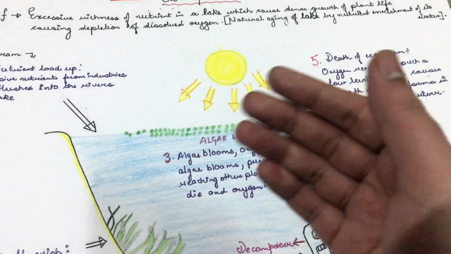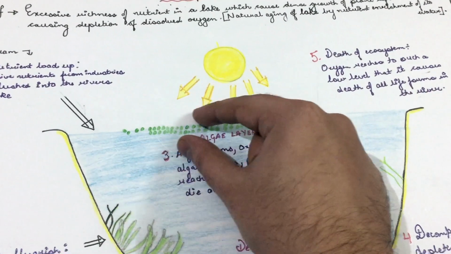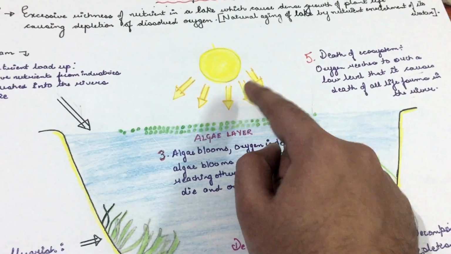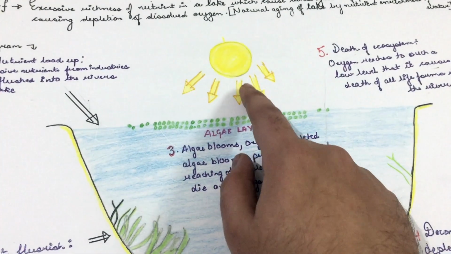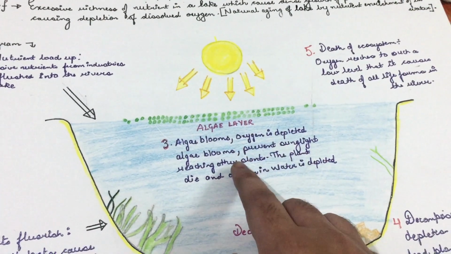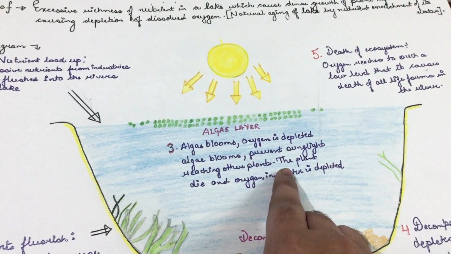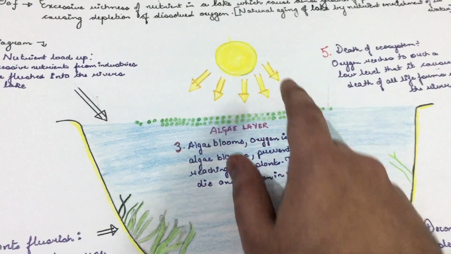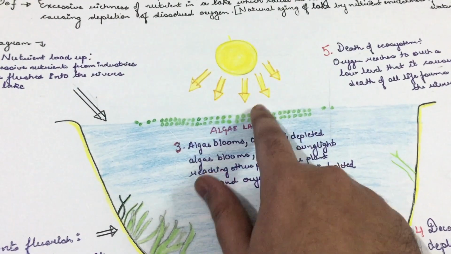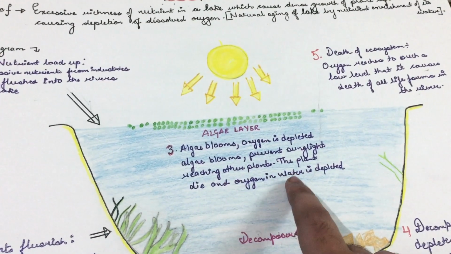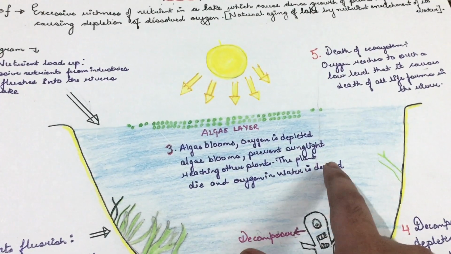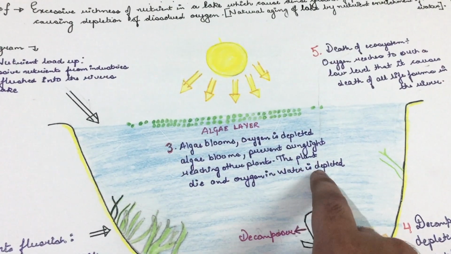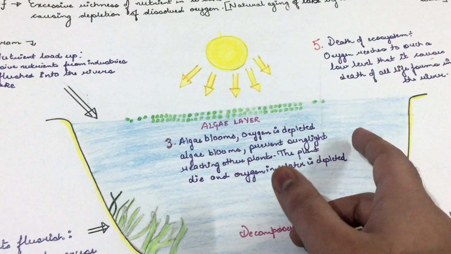Due to excessive growth of algae, they will form a top layer on the lake which will prevent sunlight from reaching the lake. Since sunlight cannot reach the lake, plants will die and the oxygen content of the water gets depleted, because plants supply oxygen to the water by the process called photosynthesis.